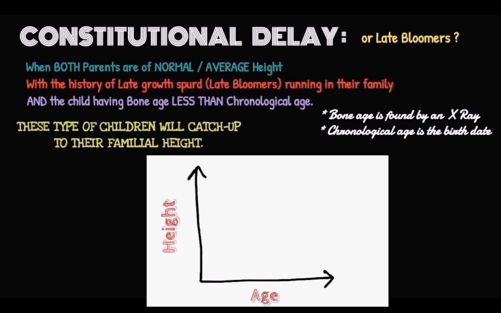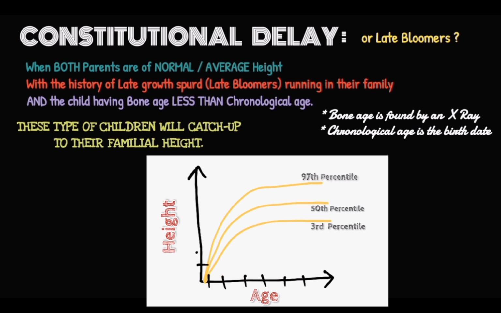To have a normal height, your child should have his curve plotted between the 97th percentile and the 3rd percentile. The 3rd percentile is the lower limit, the 97th percentile is the upper limit, and the 50th percentile is the average. Now your child, being a constitutional delay patient, will have his growth chart plotted below the 3rd percentile, which is why he is very short.